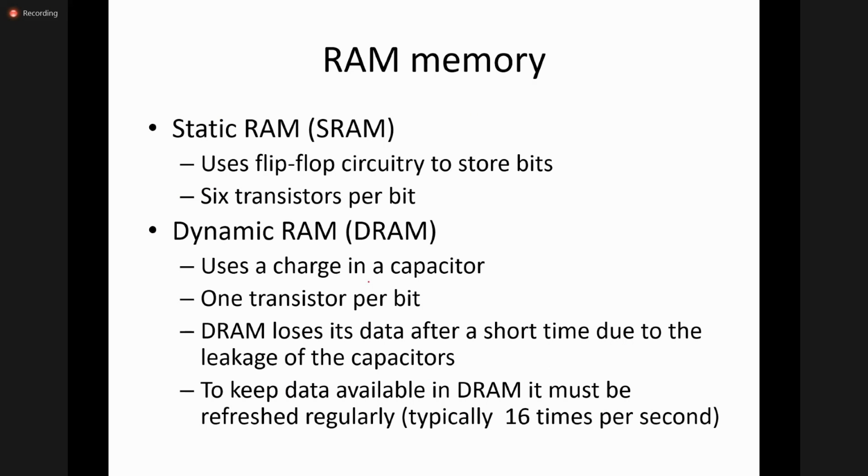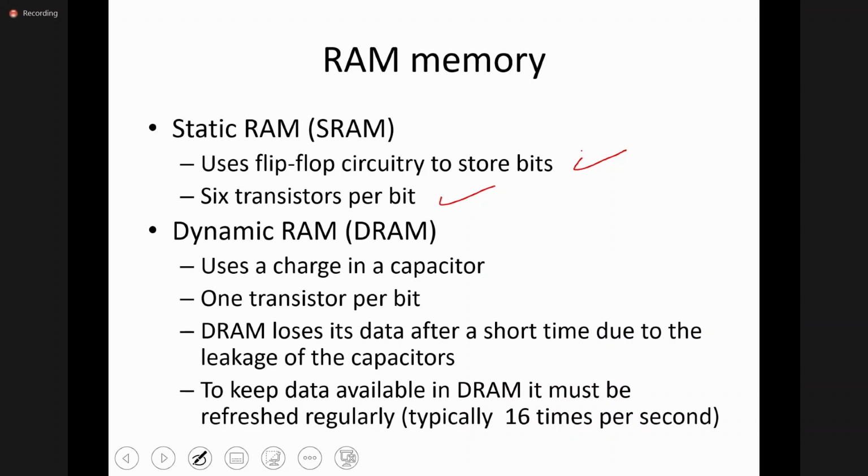As we've seen from the YouTube video, we are now able to know that static RAM uses a flip-flop circuit to store bits, 6 transistors per bit. We mentioned in the video 4 or 6 transistors per bit. This is for static RAM.